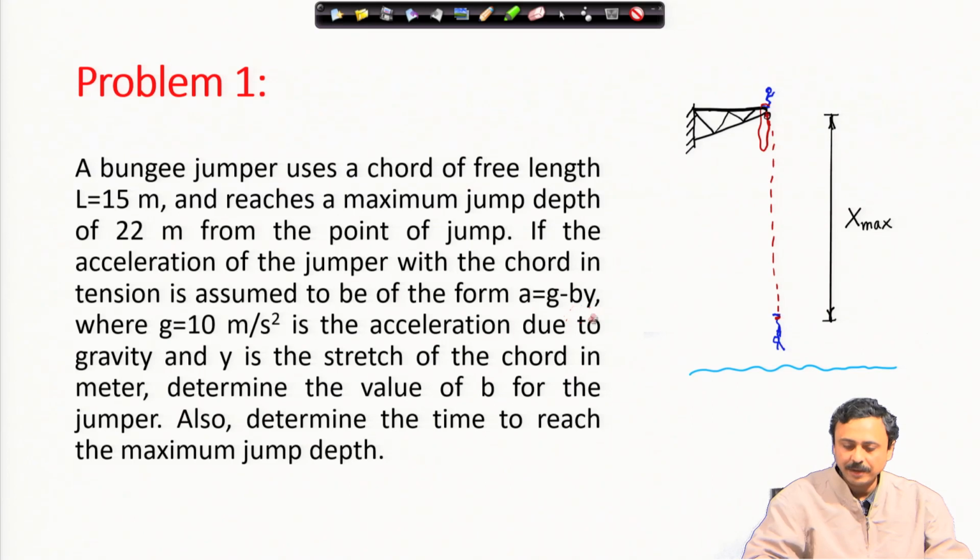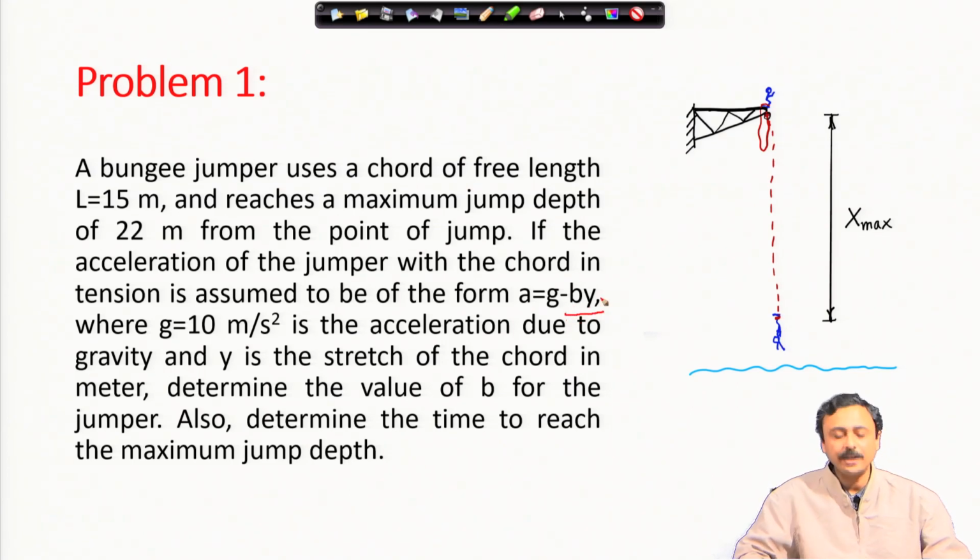So, the value of b that appears here, we have to find out for the given data. The data is: the jumper jumps with a 15 meter free length cord and jumps up to 22 meter, and the form of acceleration when the cord is under tension is given. So, you have to find out b for this jumper, so that these data are satisfied. Okay.